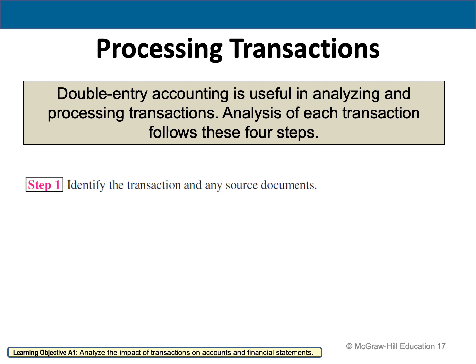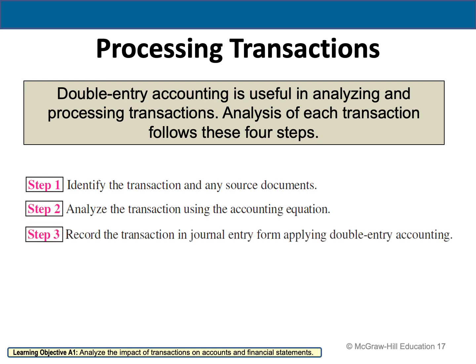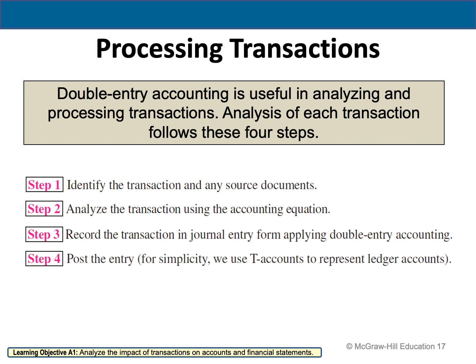The first step, we need to identify the transaction and any source document. Second step, we're going to analyze the transaction using the accounting equation. Third step, we will learn how to record the transaction in journal entry form applying the double entry accounting. The fourth step is to post the entry in what we call T accounts. So let's look at some examples.